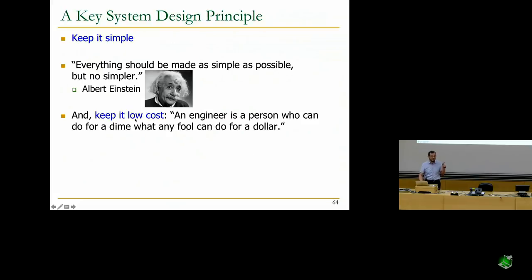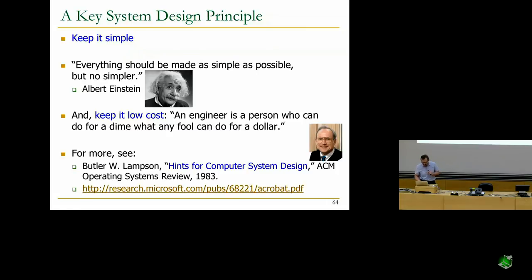And keeping it low cost. Low cost is also important in the system design. And we will see how the multi-cycle microarchitecture actually enables this. Basically, there's this saying, I may have said it in an earlier lecture: an engineer is someone who can do for a dime, for 10 cents, what any fool can do for $1. Apparently this was an American who said this. That's why the dime and the dollar. But you can translate it to whatever currency you're using. And for more, you can see Butler Lampson.